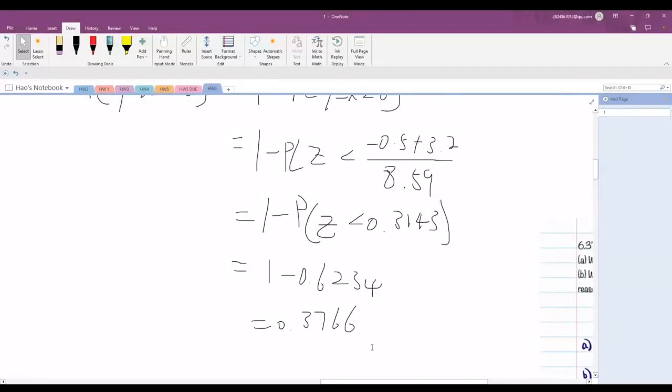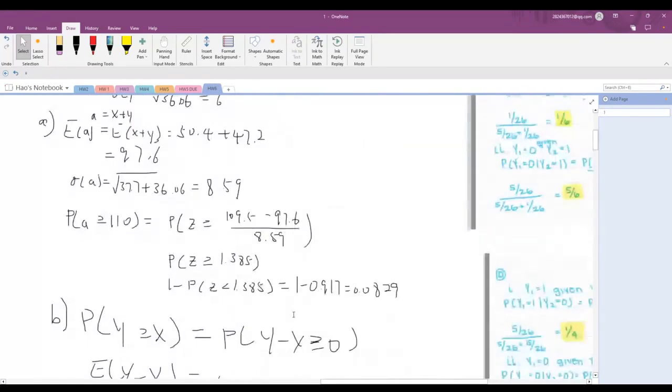Okay. I have a question to ask. Can you go to the top? What kind of distribution is this?